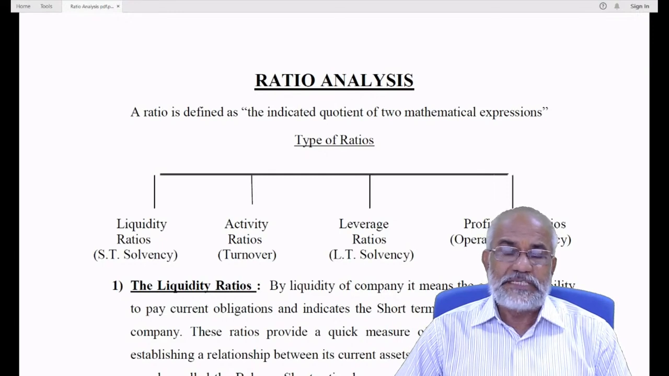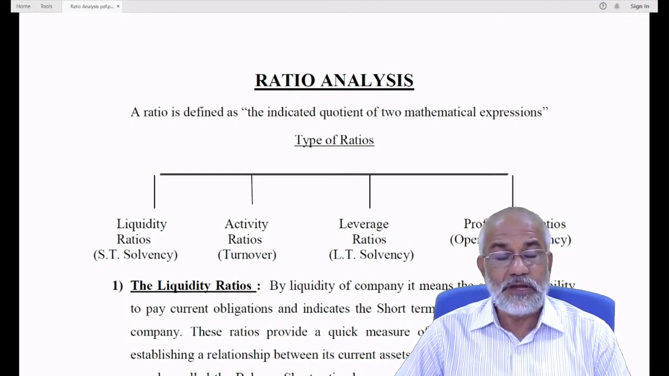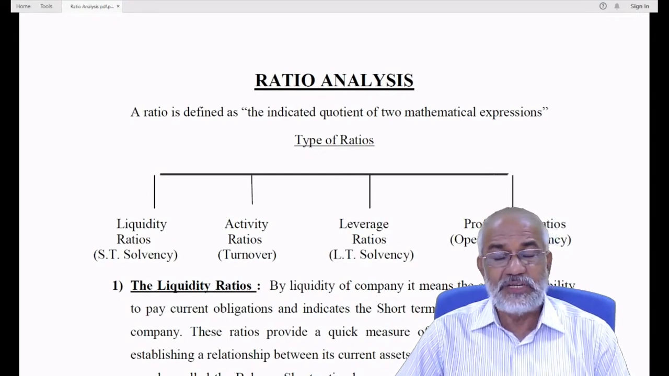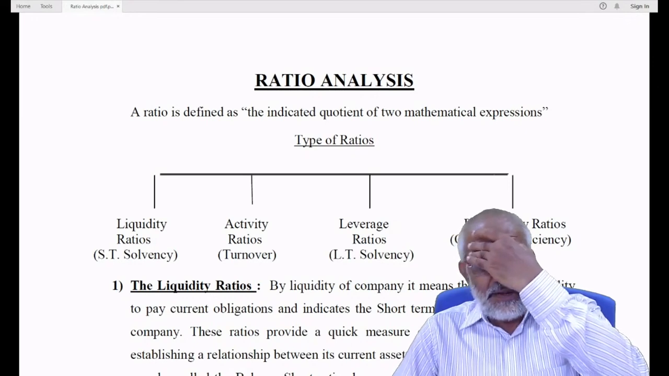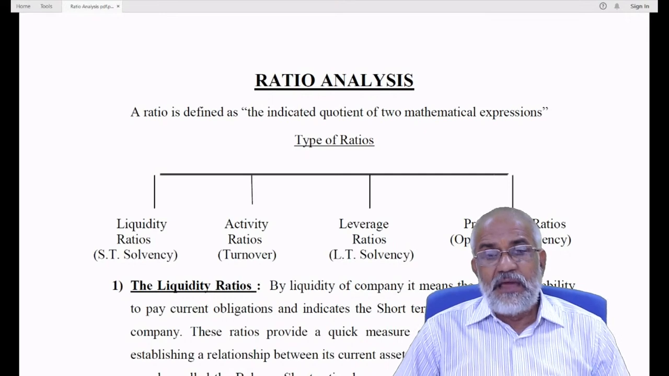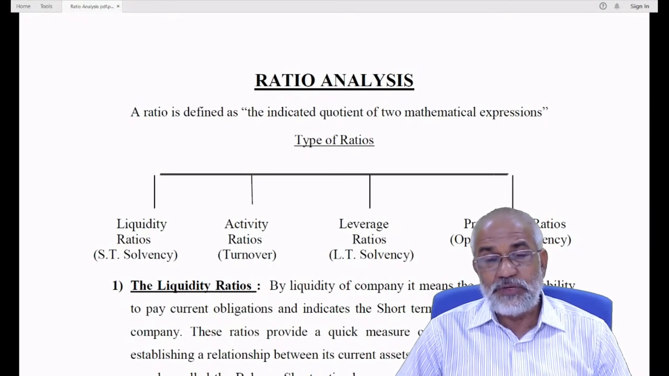SEBI also prescribes certain formats for presentation of the cash flow statement in the annual report of the listed companies. There is slight deviation or variation from the format given by Accounting Standard 3 and SEBI, but more or less the presentation is similar. But the most important thing to be observed in both cases is that the flows of cash have to be segregated into three segments.